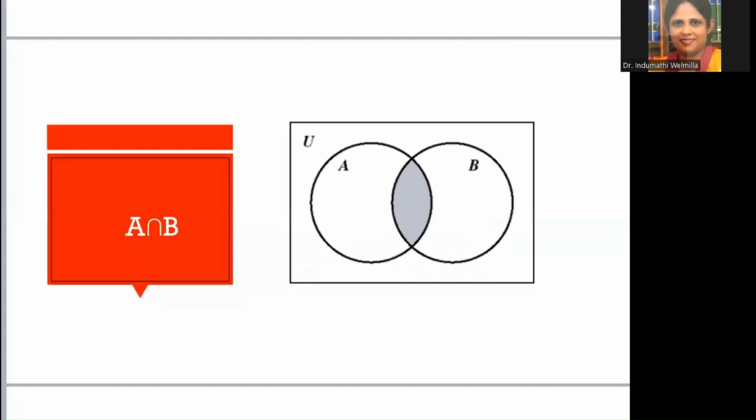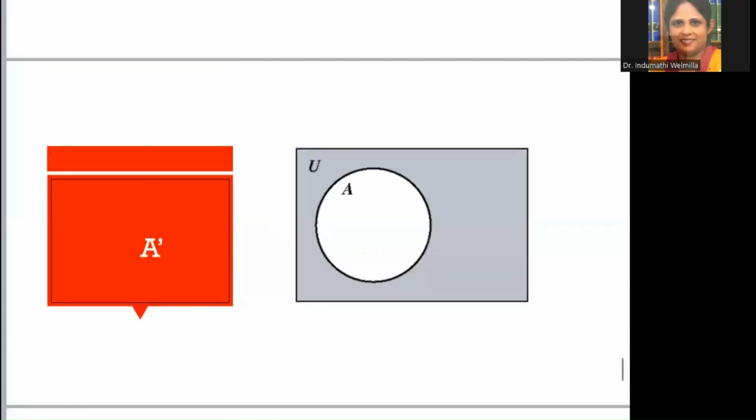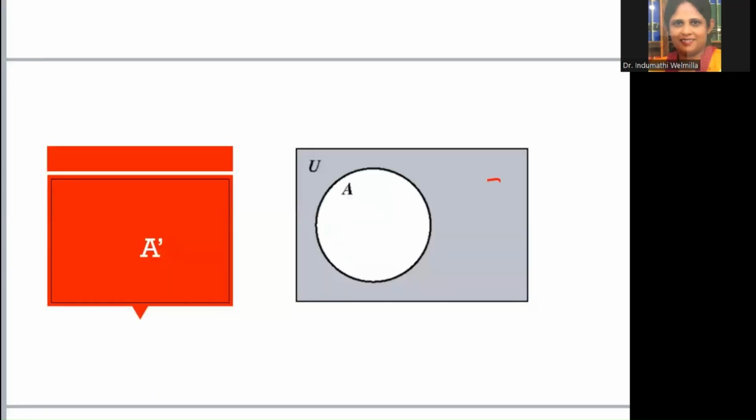Complement of a set. You can see if the set we are considering is A, then its complement is equal to this colored area. You can see the colored area is here, this part. This is the colored area.